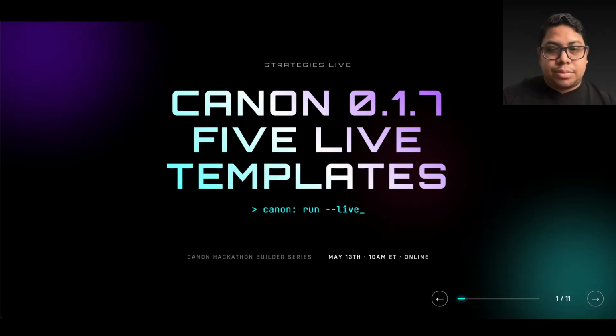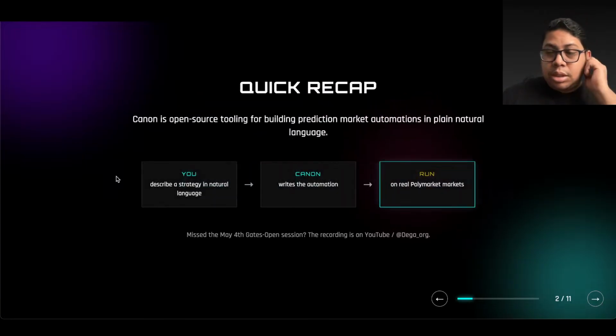All right, so today we're going to be talking about the Canon update 0.1.7, and we're also going to be talking about templates, because we already have five live templates, which are basically ready for you to pick and then make your specific customization. You're able to go from zero to a running automation with them. And let's get into it then.